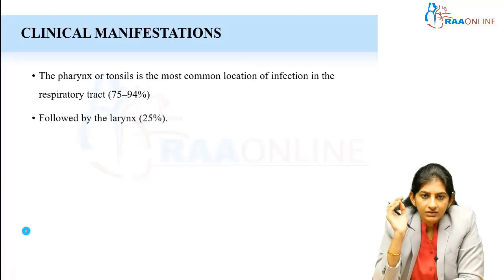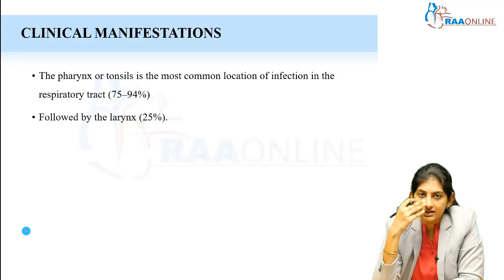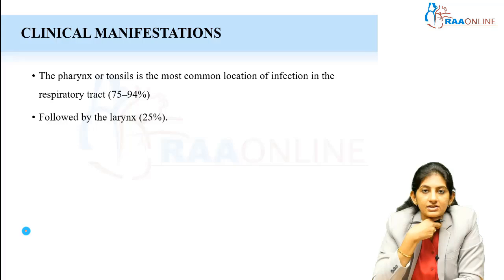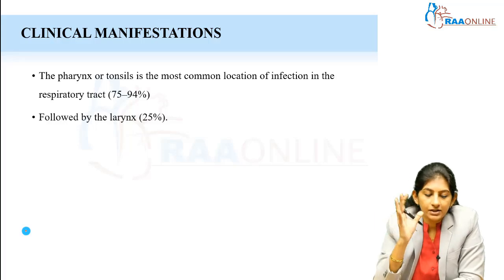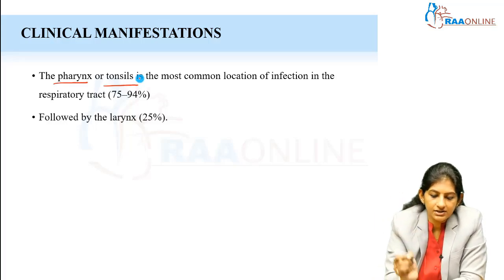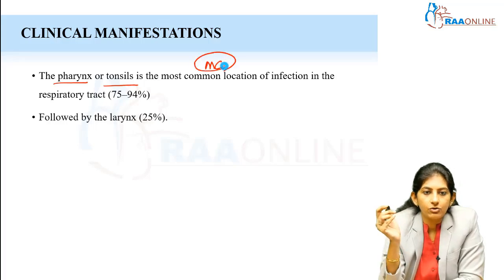So next, coming to the clinical manifestations. Let's talk about the respiratory tract. Even the anterior nares can get affected. From the anterior nares, the pharynx, tonsils, larynx, anything can get involved in diphtheria. Most often we see the membrane over the pharynx or the tonsils. That is the most common location of infection, followed by the larynx.